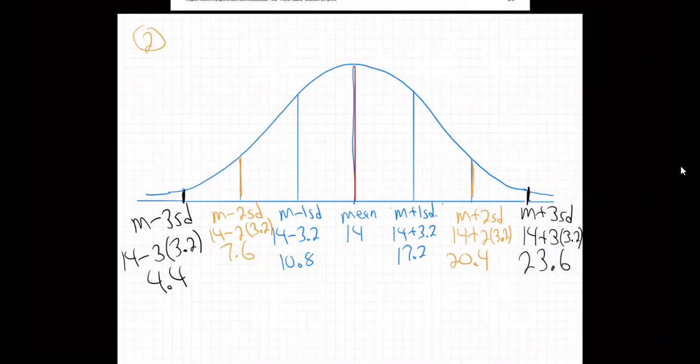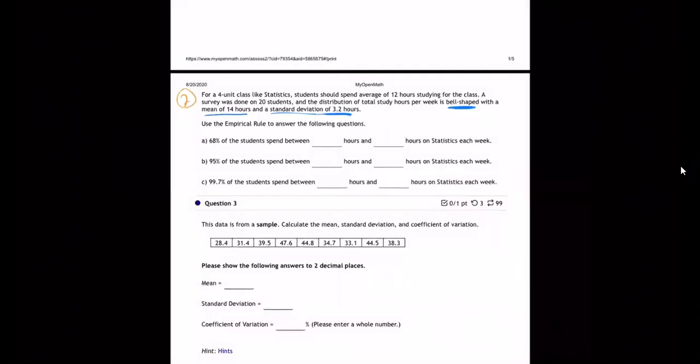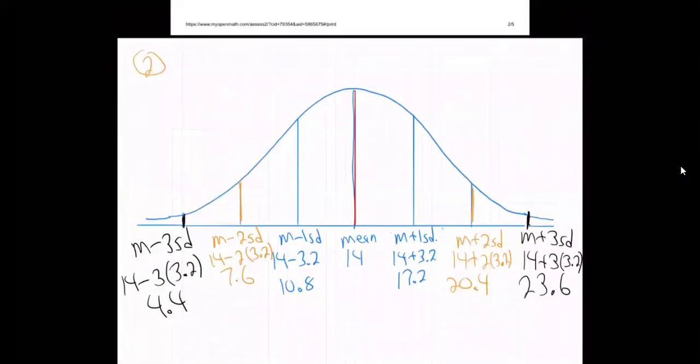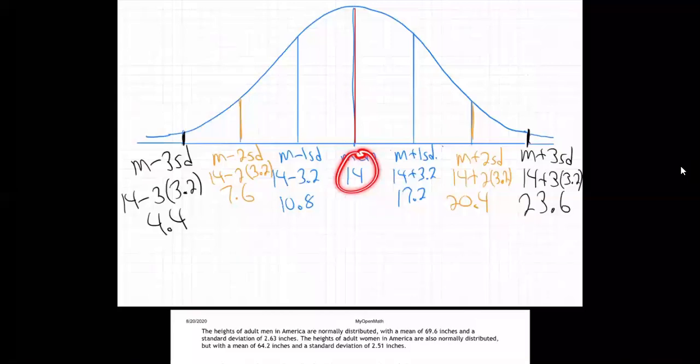Well, I just drew a bell curve and I put right in the middle the mean. They told me the mean was 14. And then for every jump, I took the mean, the 14, and I added 3.2 because that's the standard deviation. They told me that right up here. They said the middle is 14 and the standard deviation jump is 3.2. So I took those numbers down here, and I put 14 in the middle, and then I added 3.2 once, I added 3.2 twice, I added 3.2 3 times. That's how I got these numbers.